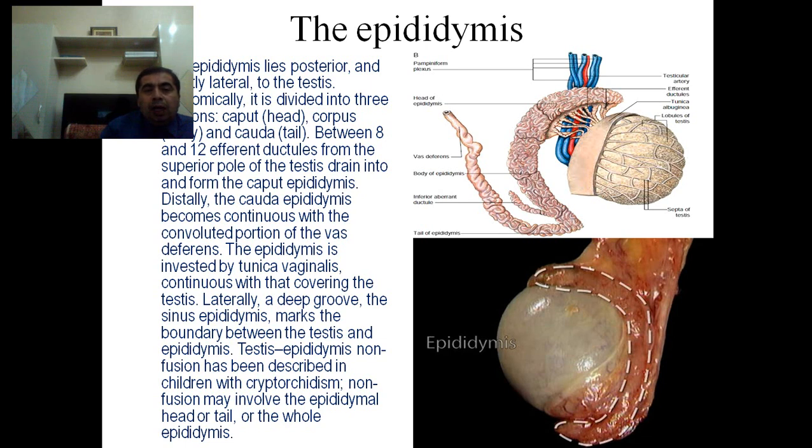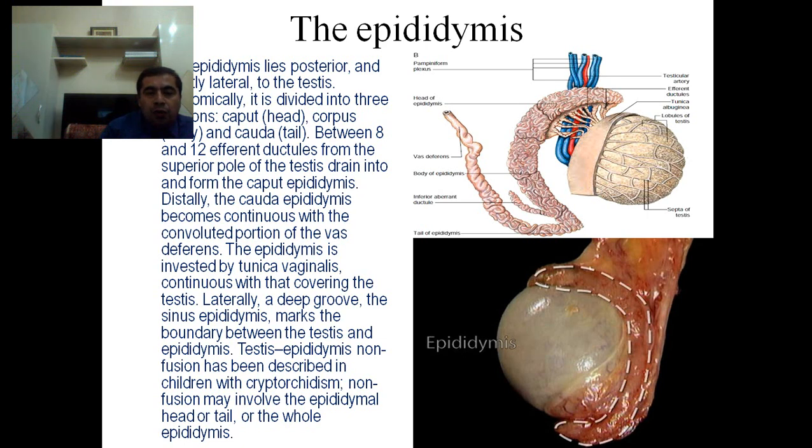As I have noted, anatomically it is divided into three sections: caput or head, corpus, and the cauda. Between 8 and 12, but mainly between 10 and 15 efferent ductules from the superior pole of the testis drain into and form the caput epididymis. Distally, the cauda epididymis becomes continuous with the convoluted portion of the vas deferens. The epididymis is invested by tunica vaginalis, continuous with that covering the testis.